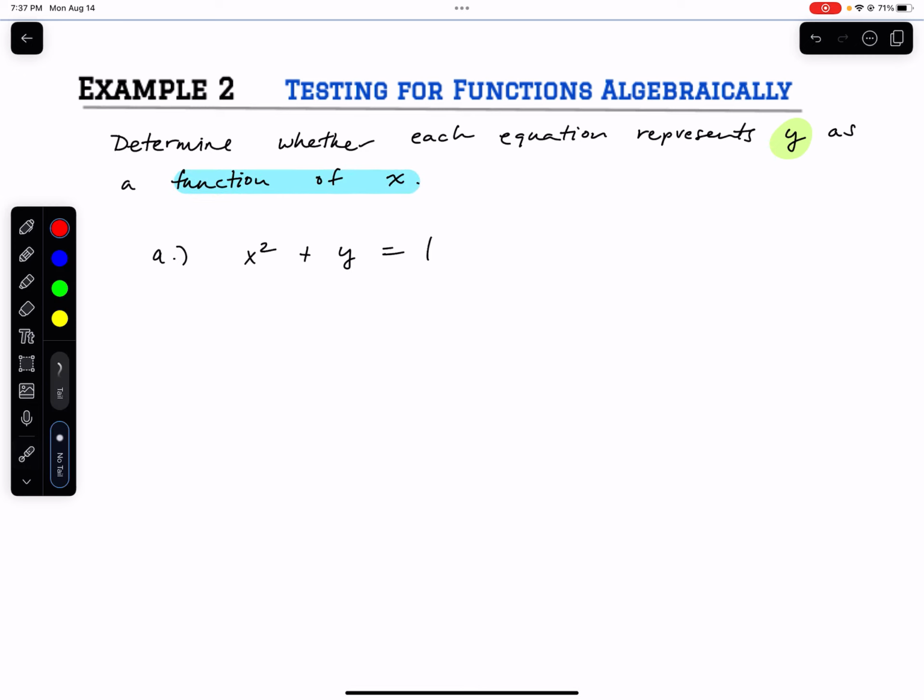So if we look at this first one, to get y by itself, we're just going to subtract x squared from both sides. So you get y is equal to negative x squared plus 1. Okay? Well, this is a parabola. Y equals something x squared plus a number. So if you think about a parabola, I'm just going to use transformation rules. This is going to take the parabola and reflect it. So it's going to be upside down. And then the plus 1 is going to move it up 1. It's going to look something like this. Okay? None of the inputs are going to repeat for a parabola. So this is a function. So yes.